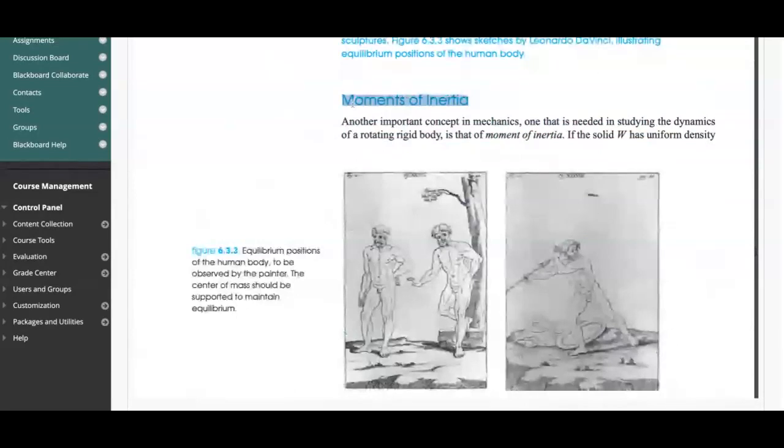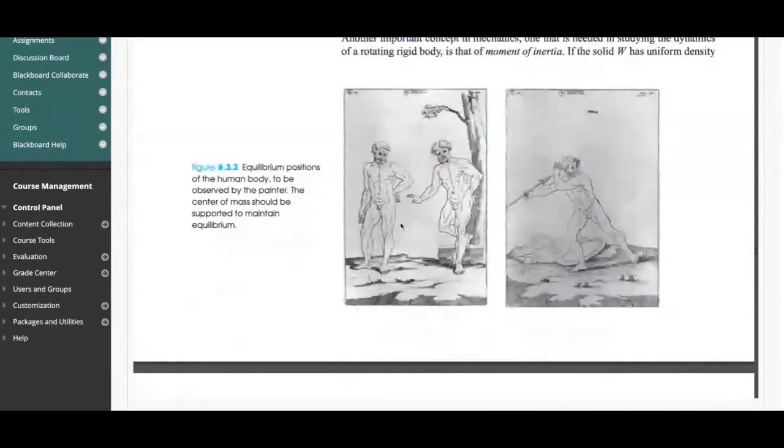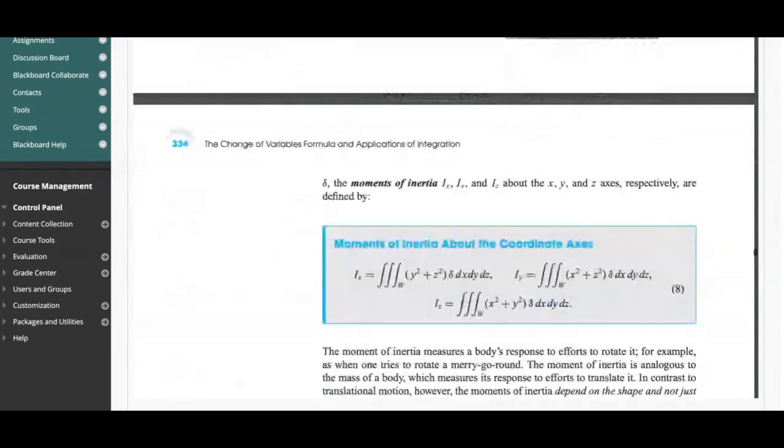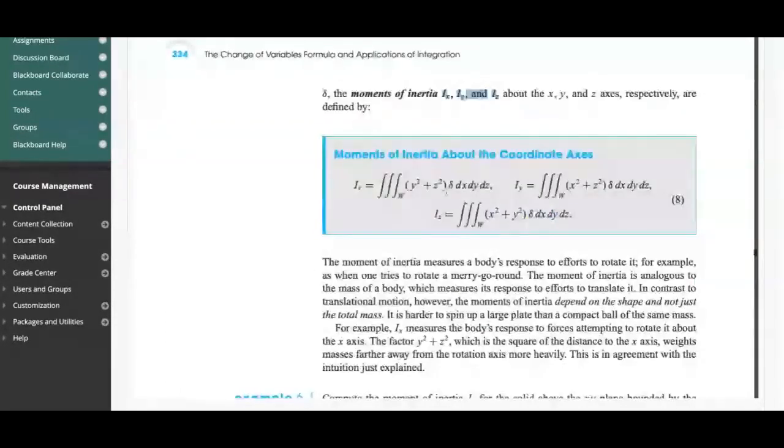Moment of inertia, right? Let's see, when we stand up like this, look at these pictures. So it's similar to center of mass, right? We can hold our body, so that's a center. What we call the delta is called a moment of inertia. And this uses different language. So moment of inertia about the coordinate axis. So at x, the x direction is such, y direction is such, z direction is such.